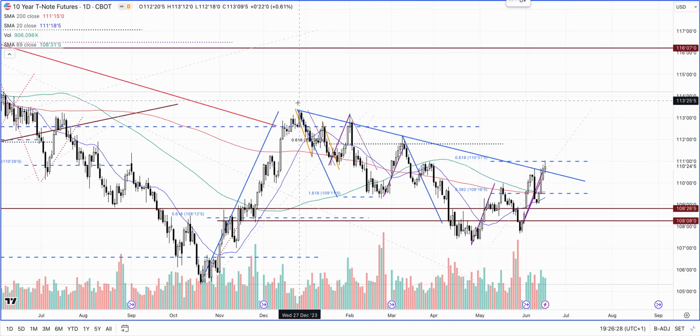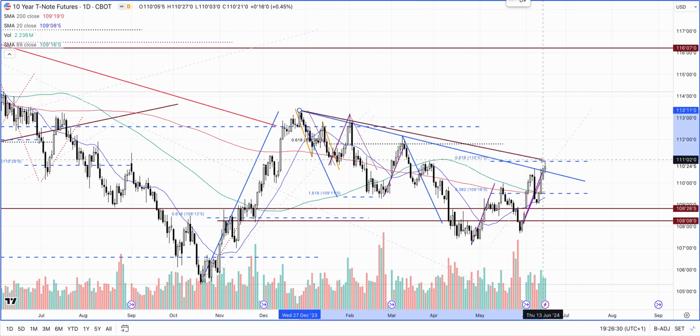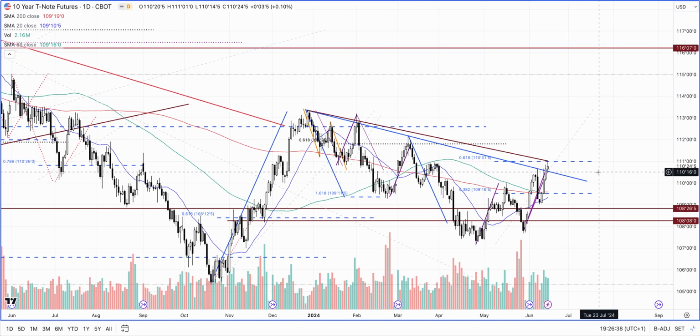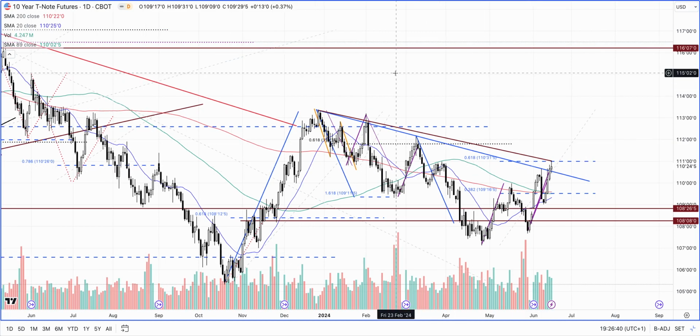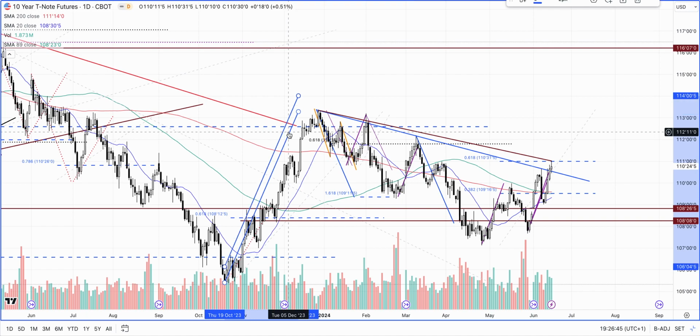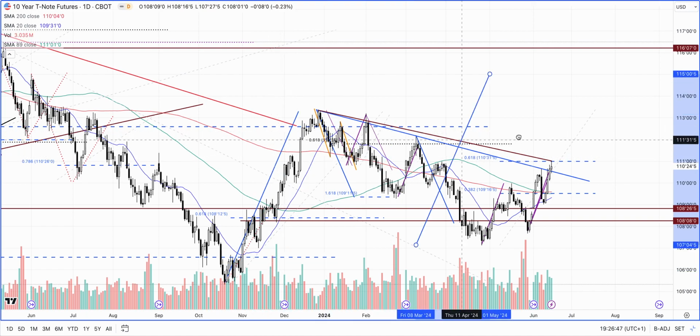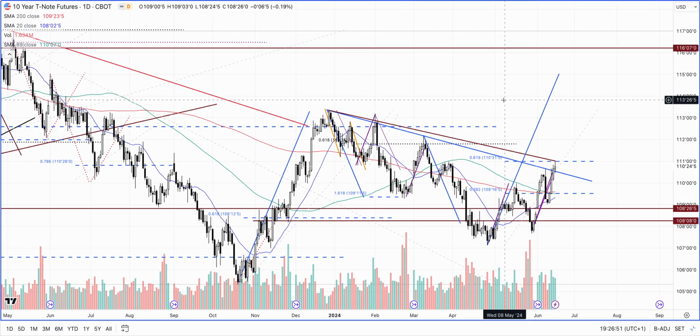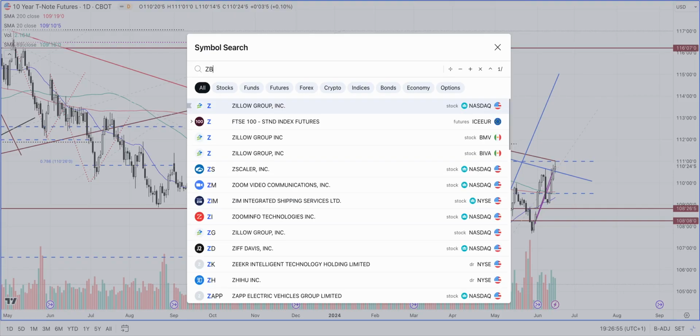Let me draw it like this, and it could cause some sort of a pullback that can happen, but in my opinion, I think we have actually started to move in a bigger ABCD higher, and that is going to be something like this. Here we go. And this is something that we have been observing, or we have been following the 30-year note more closely. So I'll just move to that one.